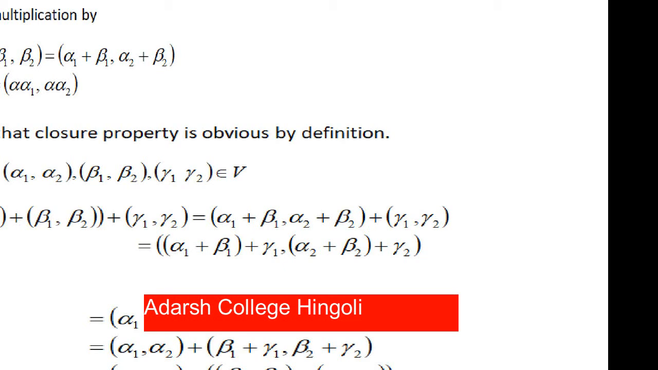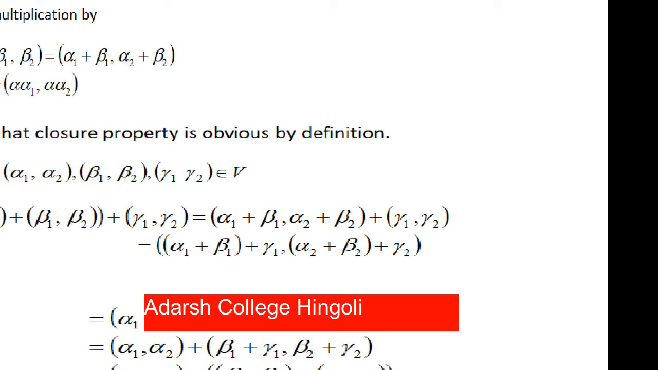Then the first property is the closure property, which is, as usual, that the addition of two ordered tuples is again an ordered tuple, so it belongs to V. And if we multiply an ordered tuple by a scalar, it is again an ordered tuple, so it again belongs to V. So both operations we have taken are well defined. Now we see how they satisfy the conditions of a vector space.